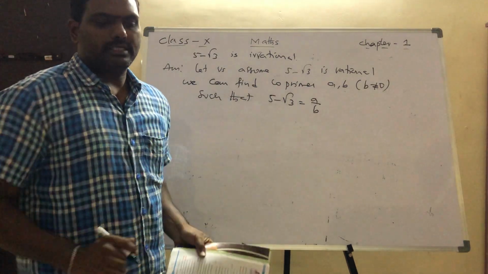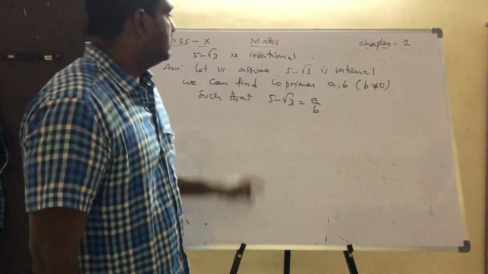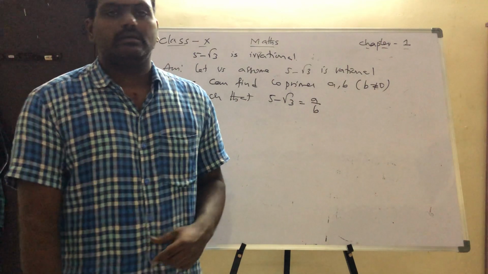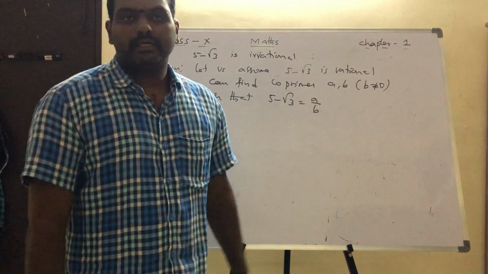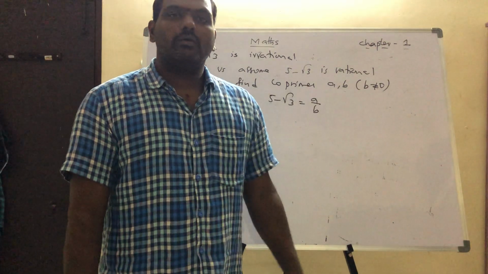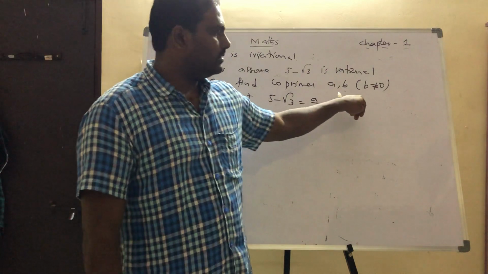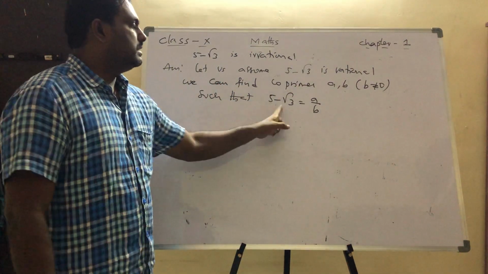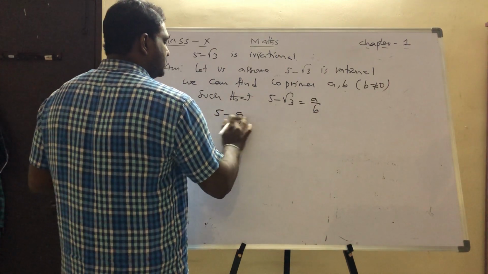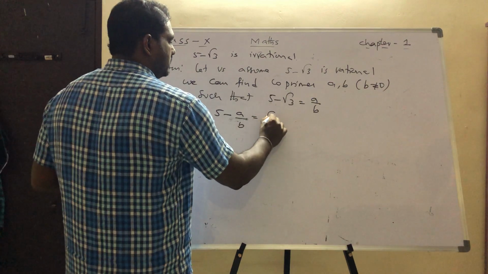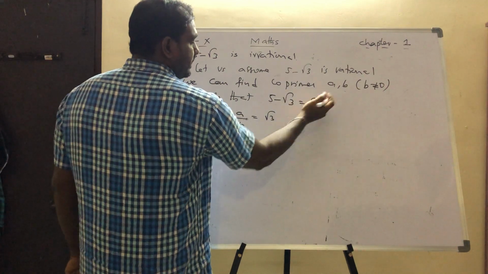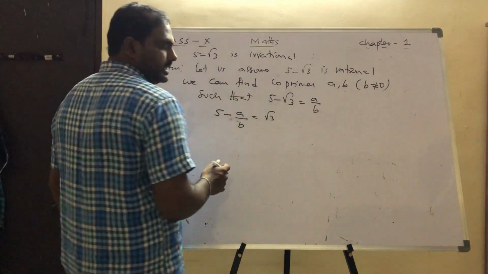In the textbook, he skipped one step. What is that step? Since 5 minus root 3 is rational, there must exist two integers p, q where q does not equal 0. What is the next step? Taking off the common factors more than 1, we write p by q in terms of a by b, where a, b are co-primes. That step was skipped, but no problem, you have to understand that and write it. Now, what is the next step? 5 minus a by b is equal to root 3. What did I do? Very simple. This root 3 is sent to that side, it becomes plus root 3, and a by b is sent to this side, it becomes minus a by b.